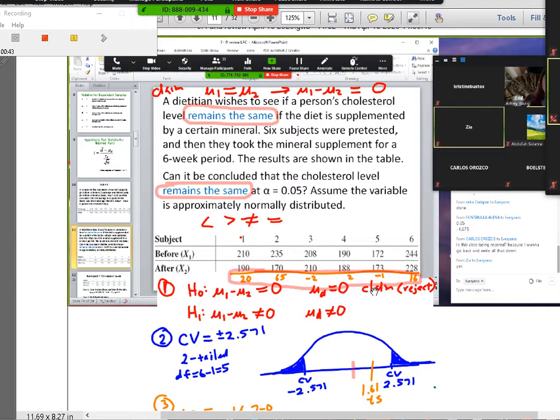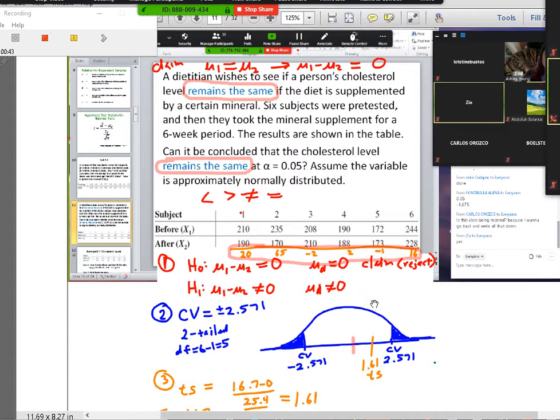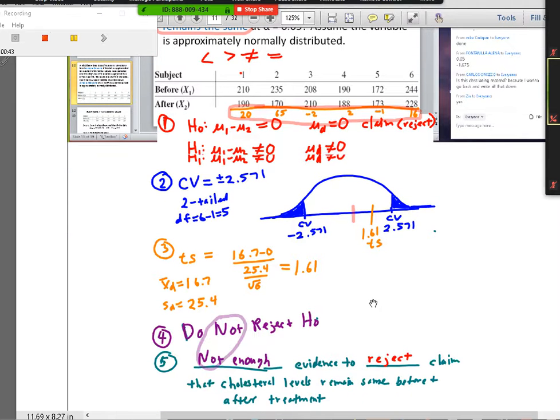That's my claim, which means that I use the word reject now for step 5. Because rejecting H naught rejects my claim, because they're together. If my claim is H naught, then H1 becomes the opposite of H naught, so the opposite of equals is not equal to. Remember, the numbers stay the same, it's the symbols that change. So mu1 minus mu2 is not equal to 0, or in other words, mu d is not equal to 0. That's my step 1.